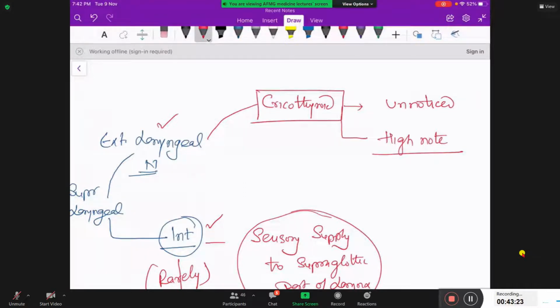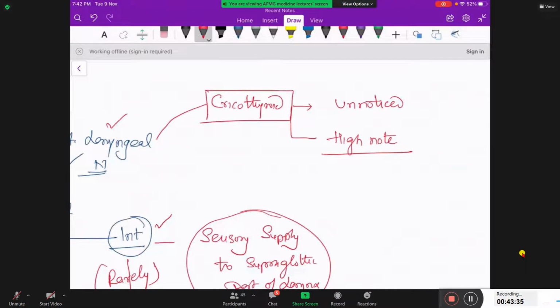It is also called high note now. So in a normal individual, this problem goes unnoticed, because in our normal conversation, we don't raise our pitch. But this is a major problem for a professional or a singer. He will not be able to raise his pitch.